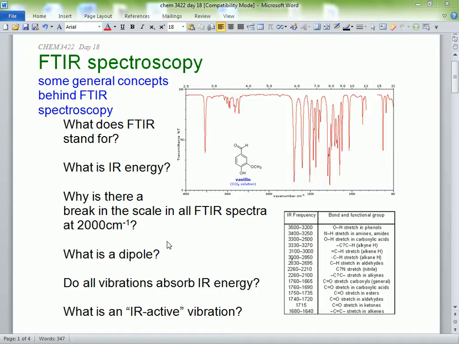Estacio, the next one. Why is there a break in the scale in all FTIR spectra at 2000? First, can you see the break in the scale? Going from 2,000 to 3,000 is 1,000, but below 2,000 it's 1,500, and this looks like 500 here. They changed the resolution on you. That's what I mean by breaking the scale. It's just convention at 2,000. Why do they do that?